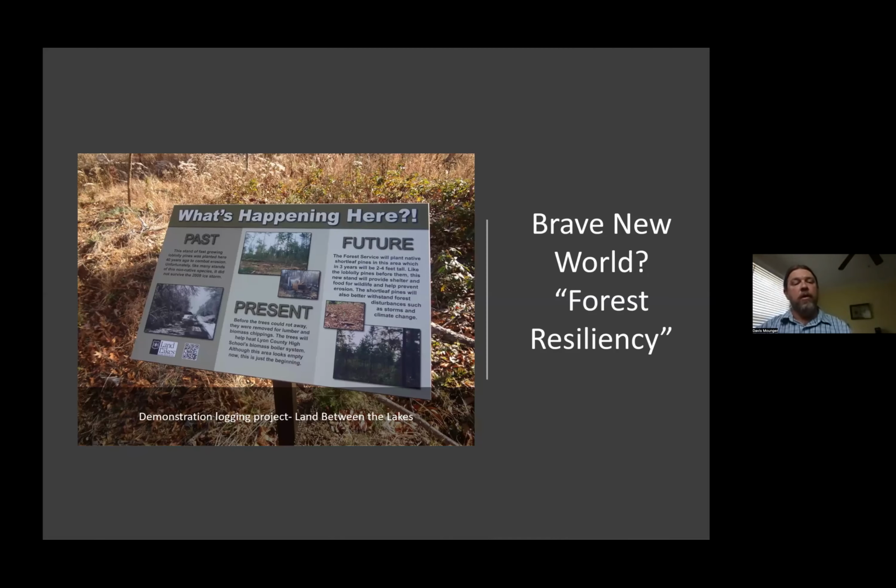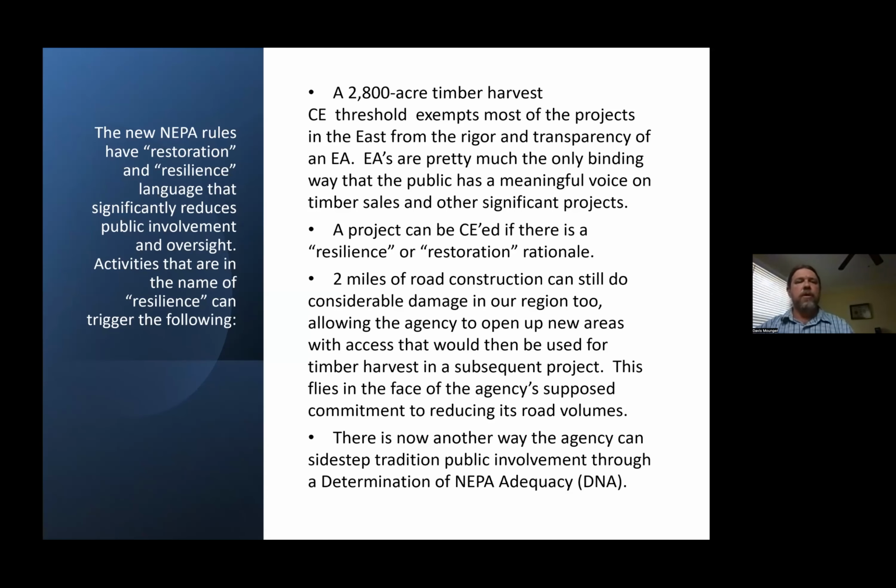So the last R is going to be really quick because it's relatively new. And this is called forest resiliency. So what is this? Resiliency is the idea that forests have a complex network of ecological functions that make them resilient to stressors, whether they're human caused or natural. And as we contend, old growth forests do this magnificently.